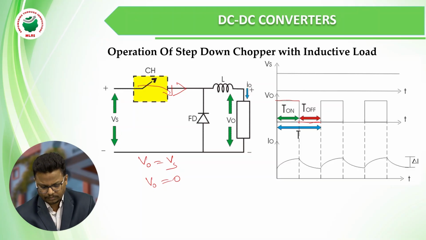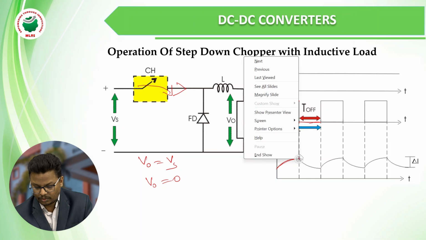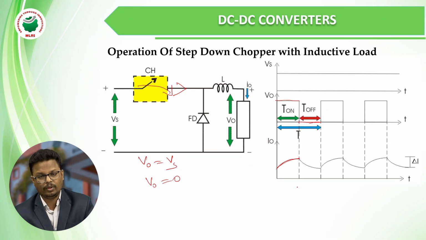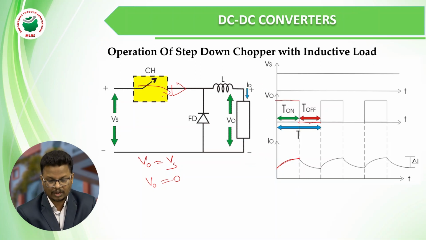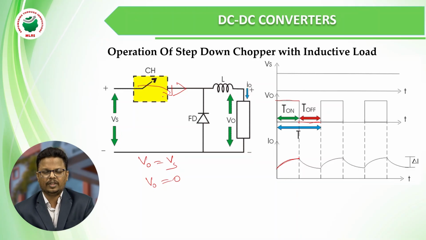If you see, when the switch is on, the current is passing through the inductor. So the inductor slowly stores the energy. Slowly it increases to the maximum value. At this point, we are going to turn off the switch. So now we turn off the switch. Now this inductor acts as a source and it delivers the energy slowly.